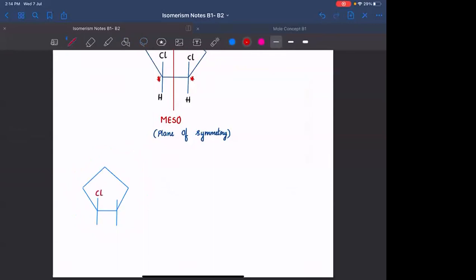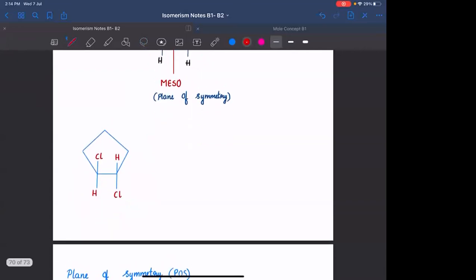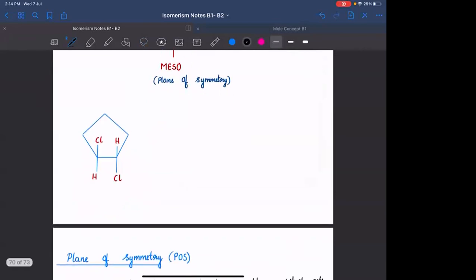यहाँ पे Cl है, हाइड्रोजन, Cl. Okay, do you see chiral carbons? How many chiral carbons are there? Two. This is a chiral carbon. This is also a chiral carbon. Is there any plane of symmetry?